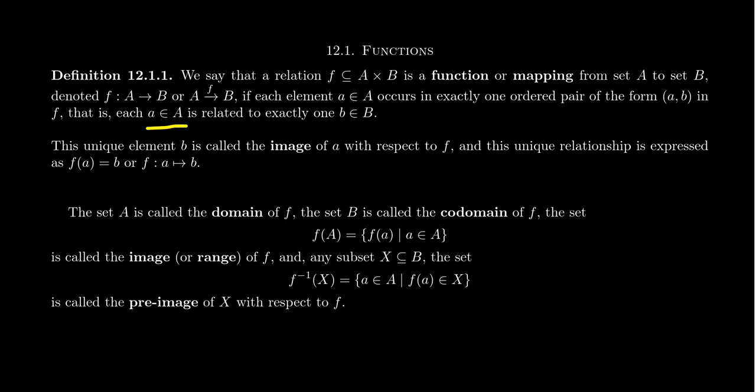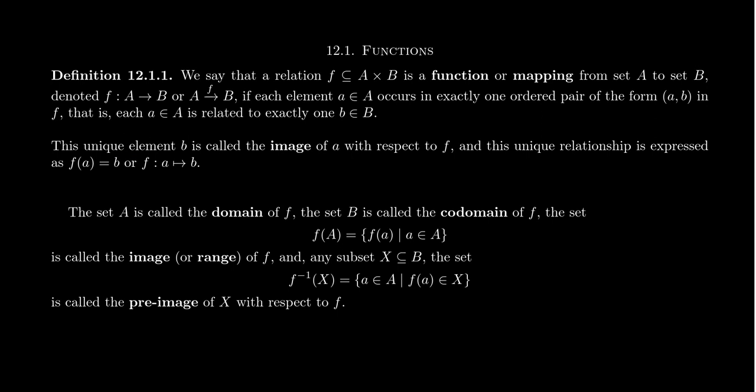This property, where every element in the first set is related to exactly one in the second set, is going to translate to the so-called vertical line test that's often used in a college algebra setting, but we'll talk about that in just a second. Let me introduce some more vocabulary. Since every element in the first set is related to exactly one element of the second set, given an element of the first set, call it a, this unique element in the second set, call it b, we refer to as the image of a with respect to the function F. Again, this is a unique relationship. Different elements of A can be connected to different elements in B, but a fixed element in A is related to a unique element of B.